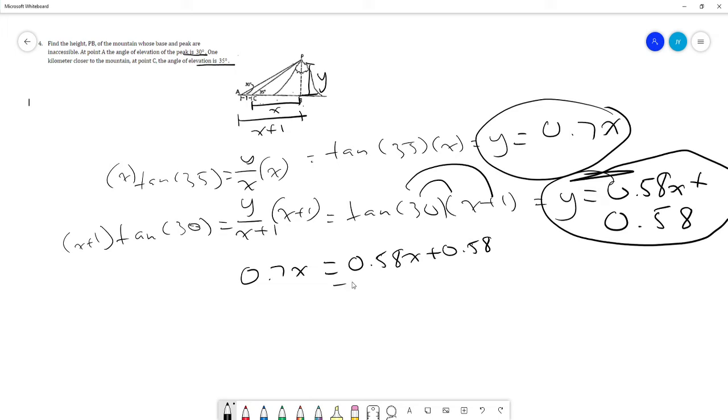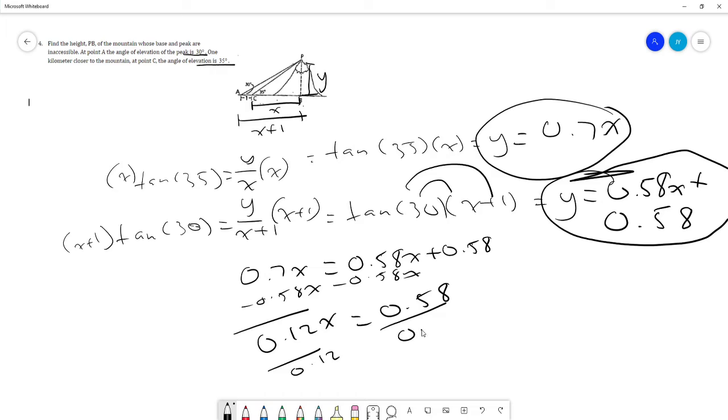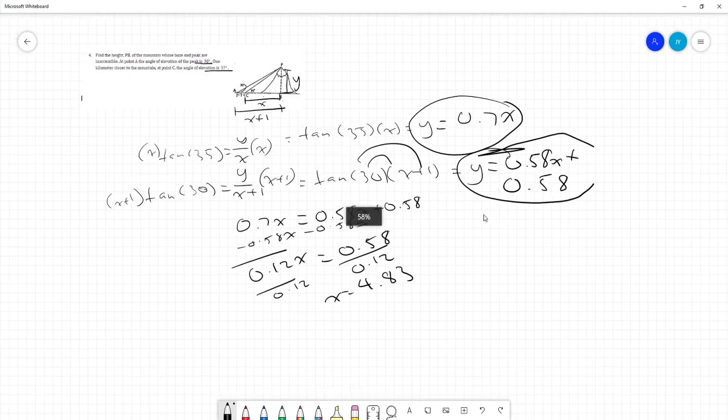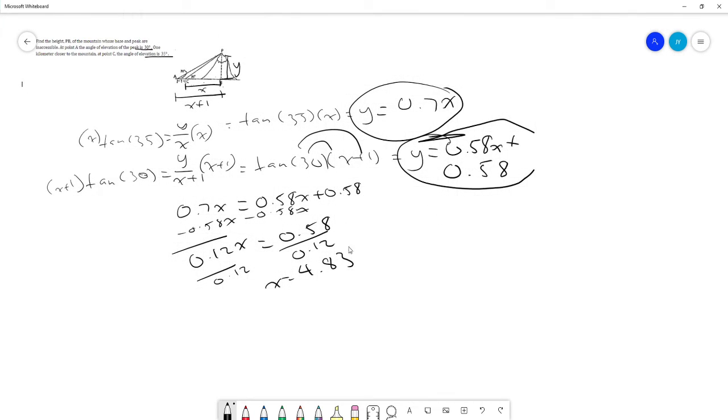Now we combine like terms. So we remove this from this side. We get, let's check that, 0.7 minus 0.58 would be 0.12x is equal to 0.58. Continue out the algebra, get 0.58 divided by 0.12, and here we get x is equal to 4.83 repeating, but we can just round it to the 3 here. Now we have that. Let's zoom out a little bit, get some more space. Now we have this x.